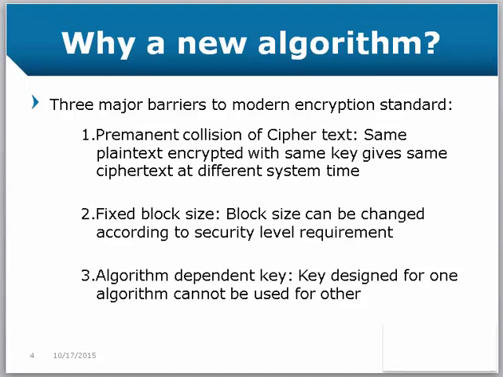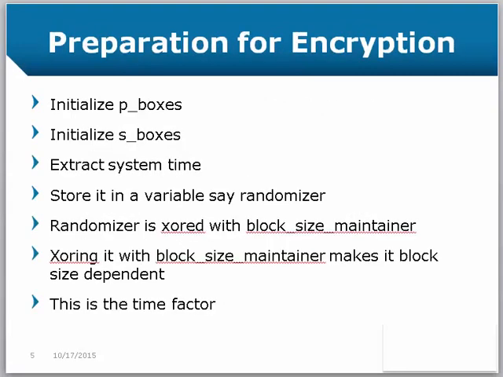The third one is algorithm dependent key. The key designed for one algorithm cannot be used for others. So if we can make the key independent, then it will be great, as keys are very different from other files and can be easily detected. Therefore, if we want to nullify key detection, we have to design an algorithm which is independent of the key or its type. The key can be media files, image files, or anything else.